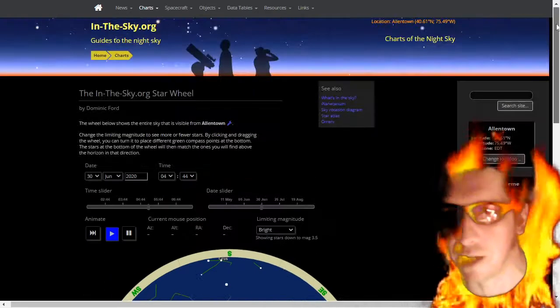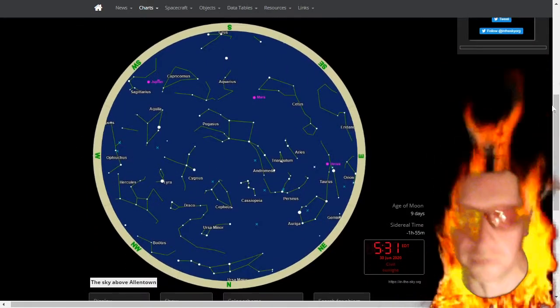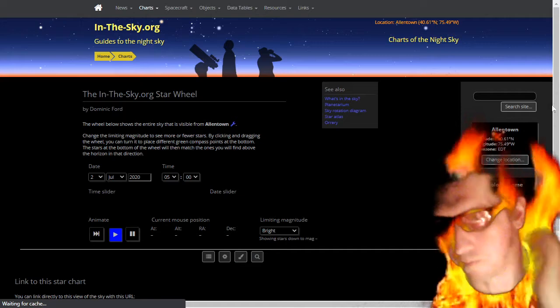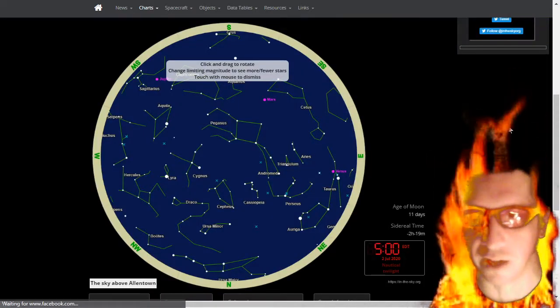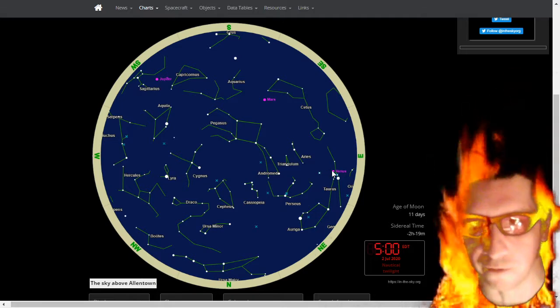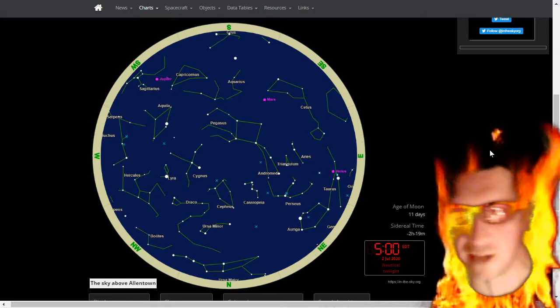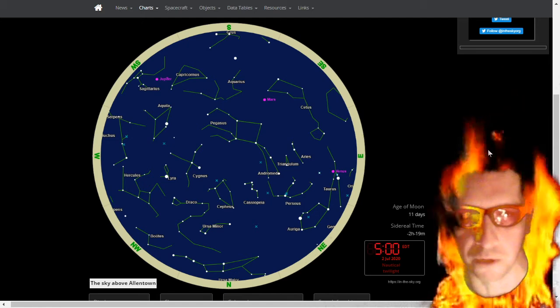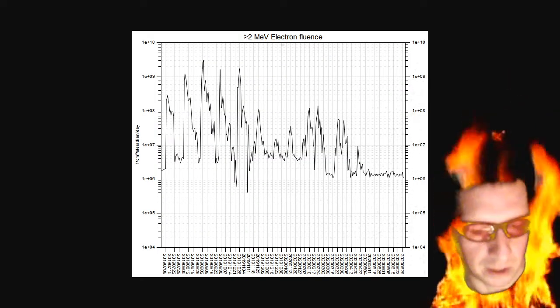Next, looking at the in-the-sky.org star chart. It's 5 o'clock. Do you know where your constellations are? If you get up before dawn, you should get a great view of Venus, Mars, Jupiter, and Saturn before the sun rises. Venus, the third brightest object in the sky.